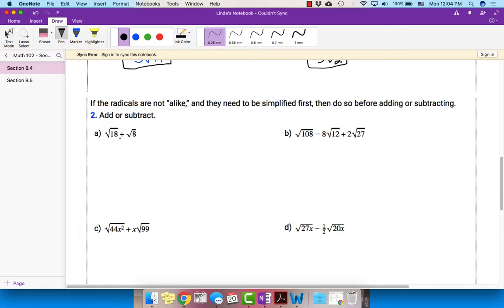I can think about the square root of 18 as 9 times 2. Now you probably wonder, why 9 times 2? Well, because 9 is a perfect square. And I know that I can take the square root of 9 out, which gives 3 square root of 2. And in terms of the square root of 8, I can think about 4 times 2 because 4 is a perfect square. So you need to go back and review what being a perfect square means.